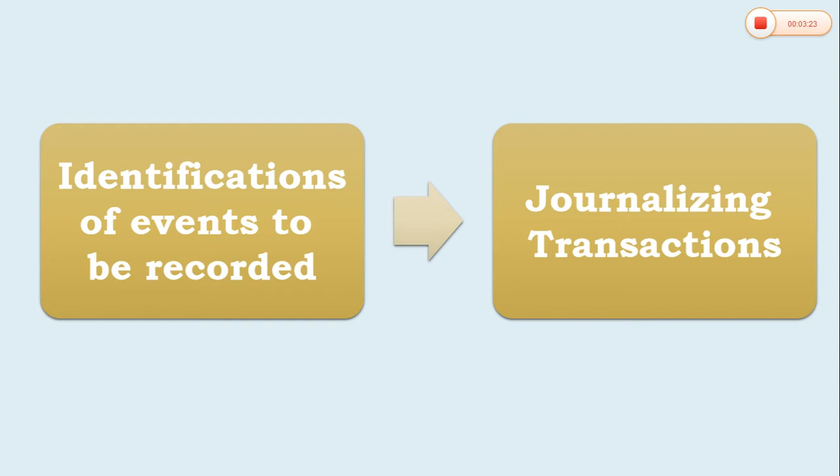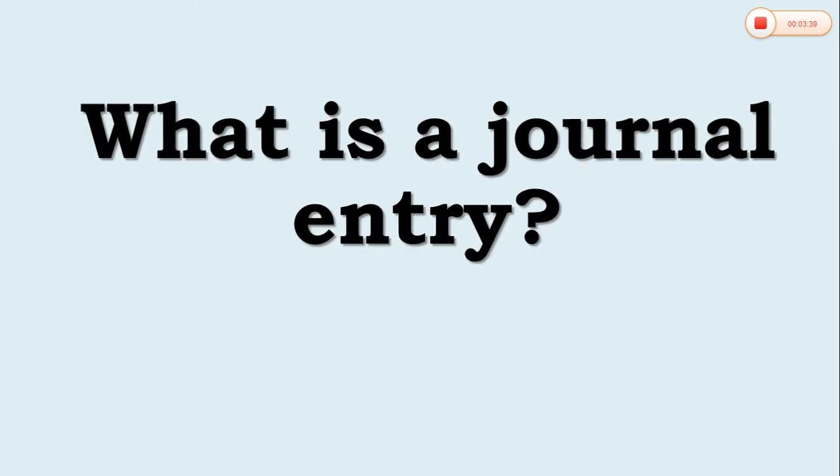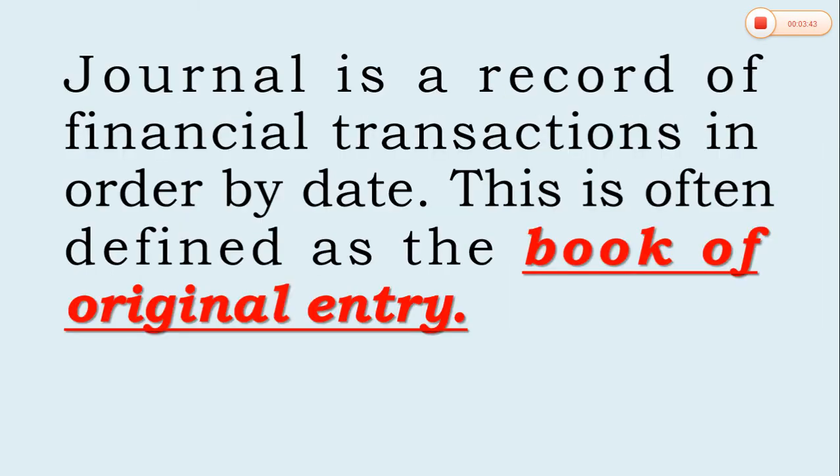Now, after identification of events to be recorded or identifying transactions, then you're going to journalize transactions. So this is our focus for this day. So how do we journalize? How do we prepare journal entries? But by the way, what is a journal entry? So to recall, the journal entry or the journal is a record of financial transactions in order by date. This is often defined as the book of original entry.